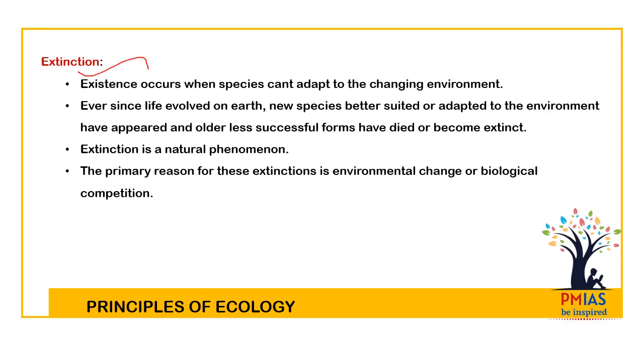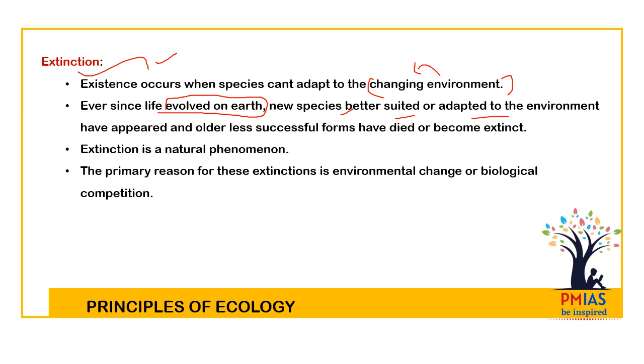Extinction. Adaptation is important, and extinction is equally important. In case a species does not adapt to a changing environment, that species will become extinct. Okay, and moreover, since life evolved on the earth, new species are better suited or adapted to the environment. A common example is none other than mosquitoes. However many new mosquito repellents we use, mosquitoes have adapted to this environment.